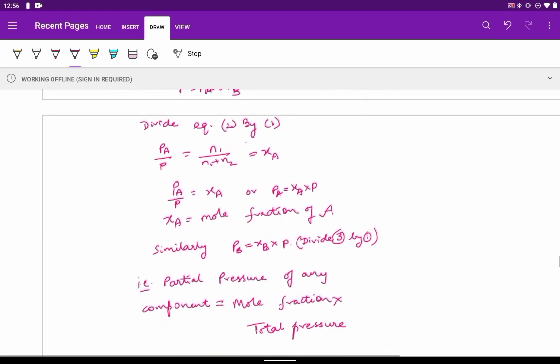Same thing we can get if we divide equation number 3 by equation number 1. We get PB equal to XB into P, that is, the partial pressure of B will be equal to the product of the mole fraction of B into the total pressure. So we can say that the partial pressure of any component will be equal to the mole fraction of that component multiplied by the total pressure.